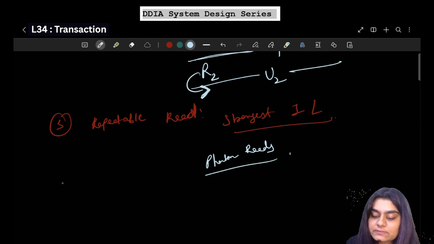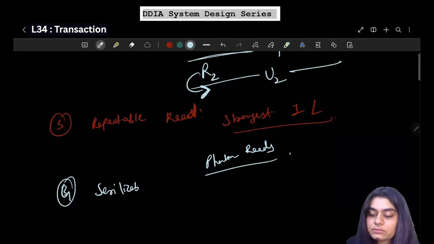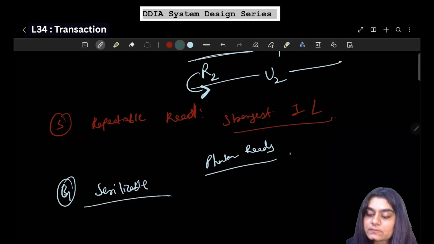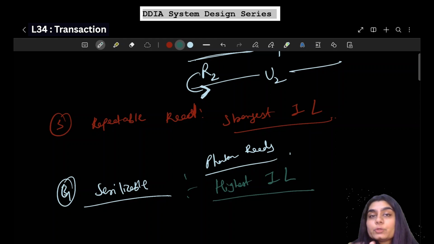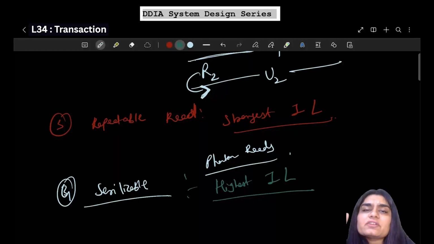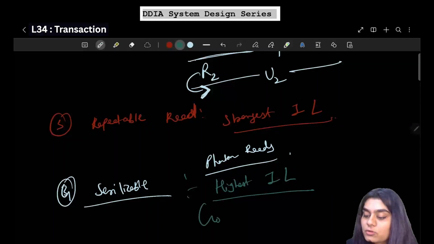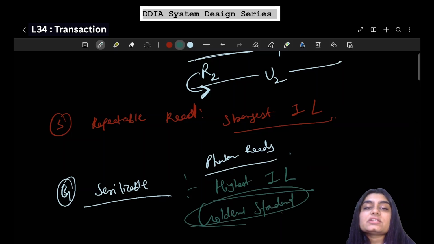Let's talk about another one, that is serializable. This is the highest isolation level, which emulates serial execution of transactions. Transactions behave as if they were executed one after another, completely isolating them. This level prevents phantoms and basically all other anomalies. It is the gold standard of isolation. Serializable isolation ensures full correctness but can require heavy locking or coordination, reducing concurrency significantly.